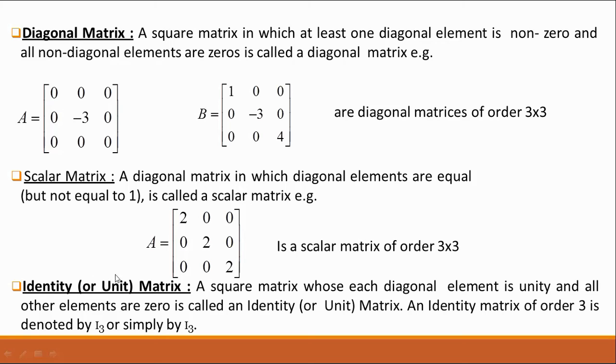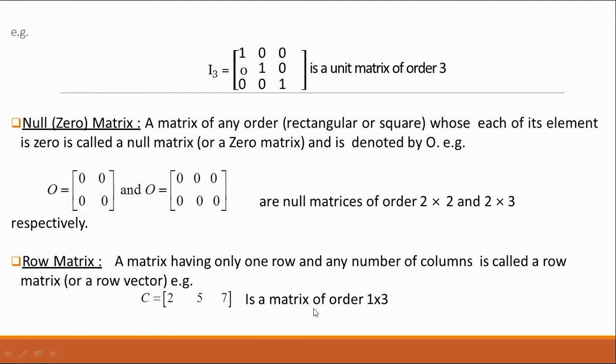Now what is a unit matrix? A square matrix whose diagonal elements are unity and all other elements are 0 is called an identity or unit matrix. An identity matrix of order 3 is denoted by I3 or simply by I. For example, this is a 3 by 3 identity matrix.